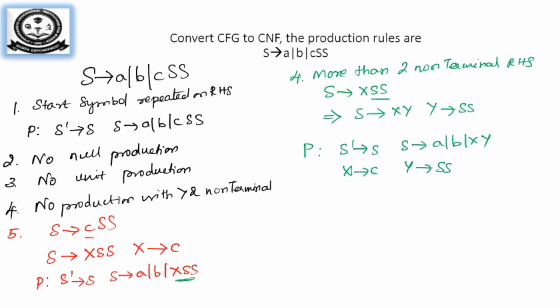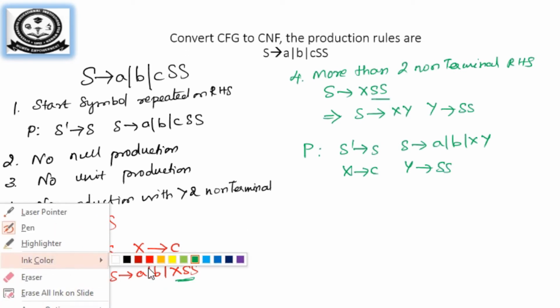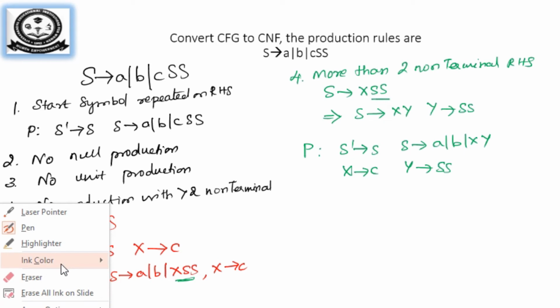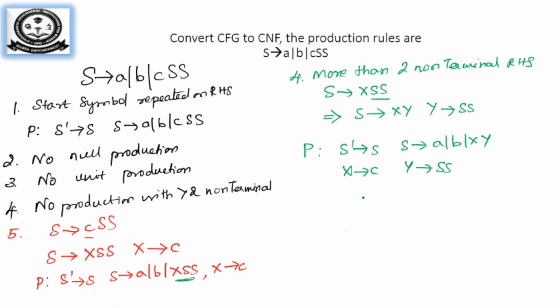So here in the production rule I left X tends to C, so you will have X tends to C also over here. So now it is very clear that all the production rules are in the form of Chomsky normal form. It is in Chomsky normal form.